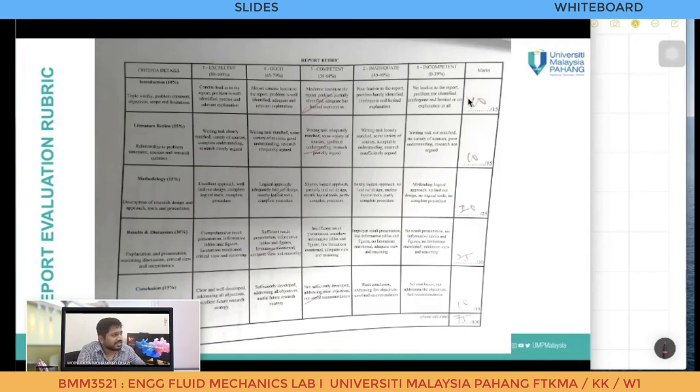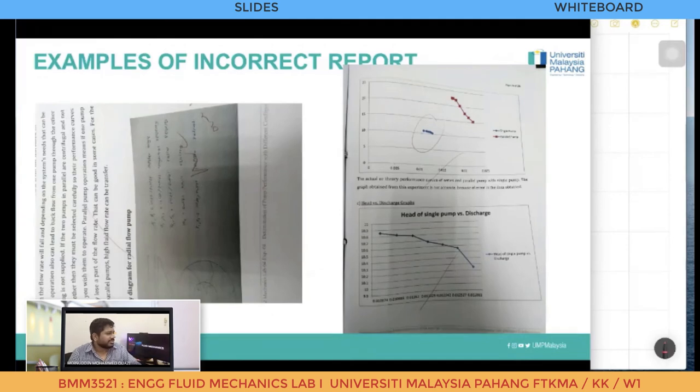One student got maybe medium marks on the rubric. The methodology was very good, maybe they took pictures or something. The result and discussion were also good, and the conclusion was okay. So they got 75 marks out of 100. It means out of 4, they got 3 marks.